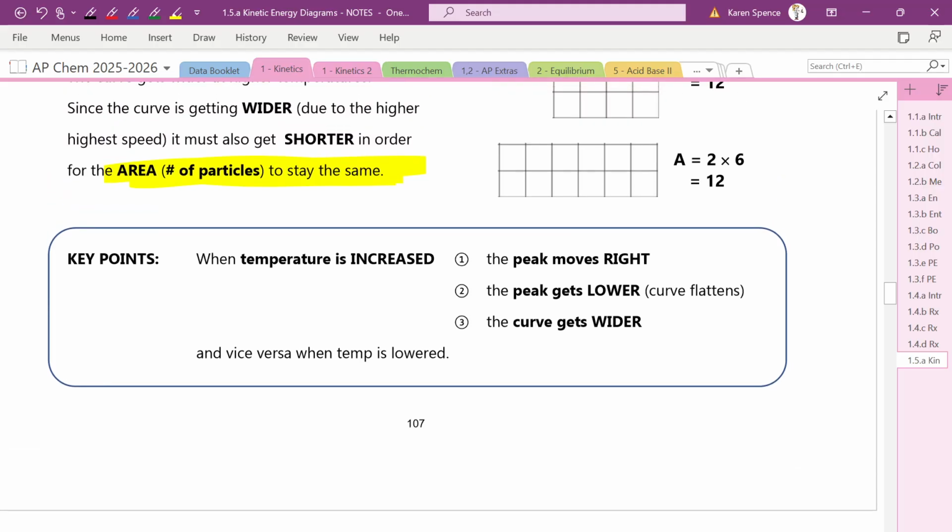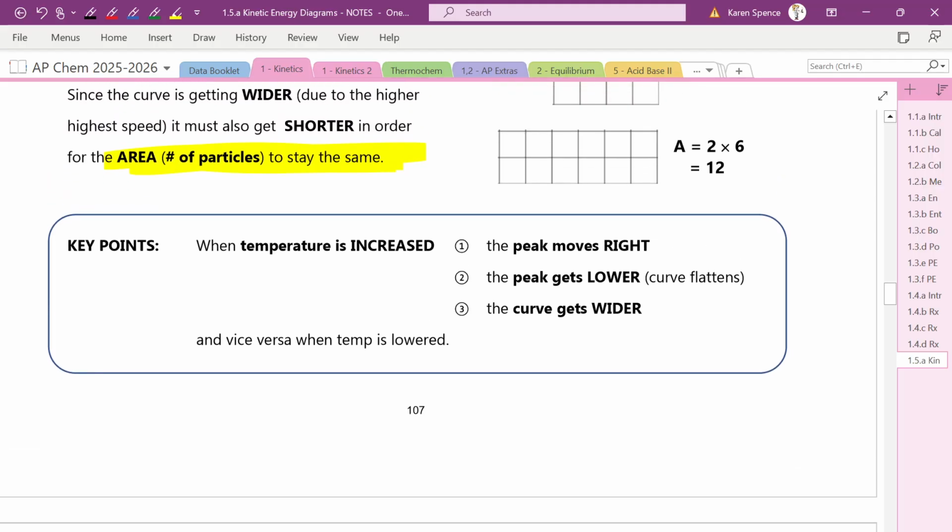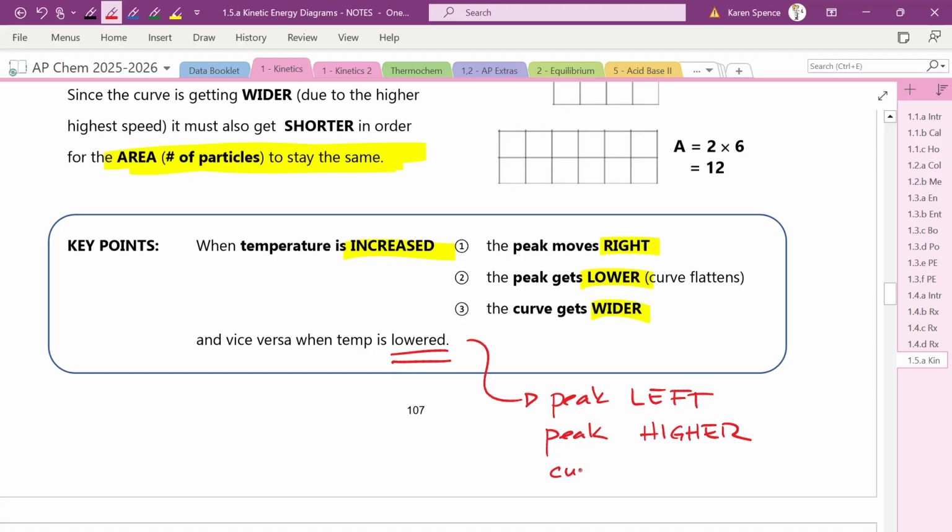Key points. When temperature is increased, the peak moves right, the peak gets lower, and the curve gets wider. And vice versa when the temperature is lowered. When the temperature is lowered, the peak moves left, the peak gets higher, and the curve gets narrower.